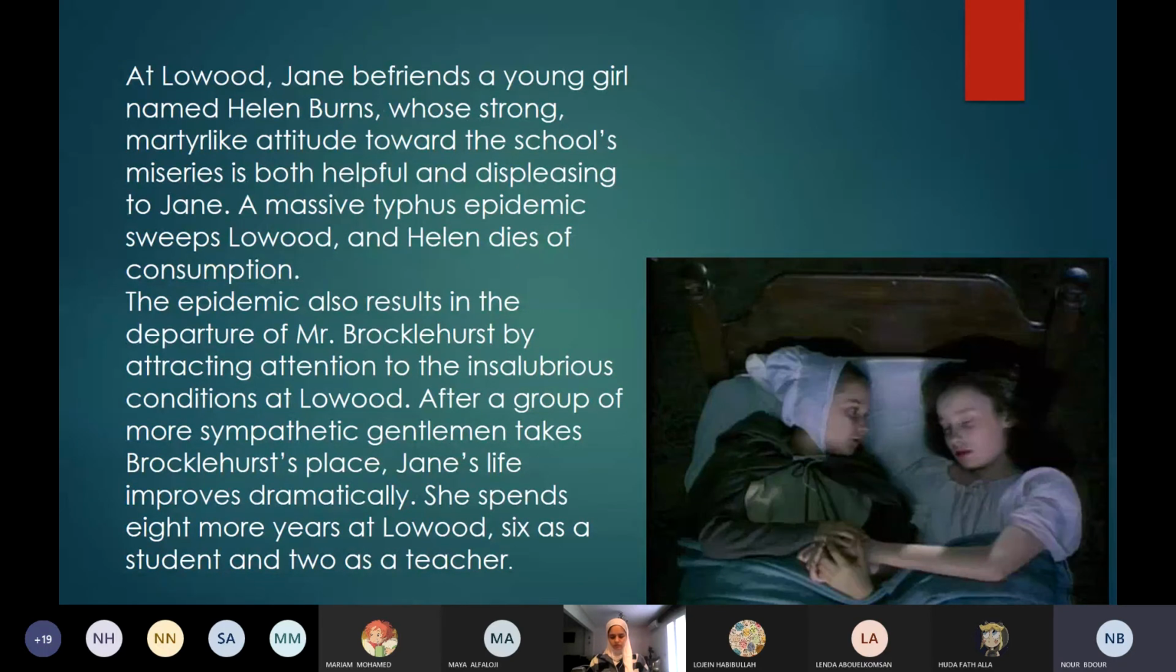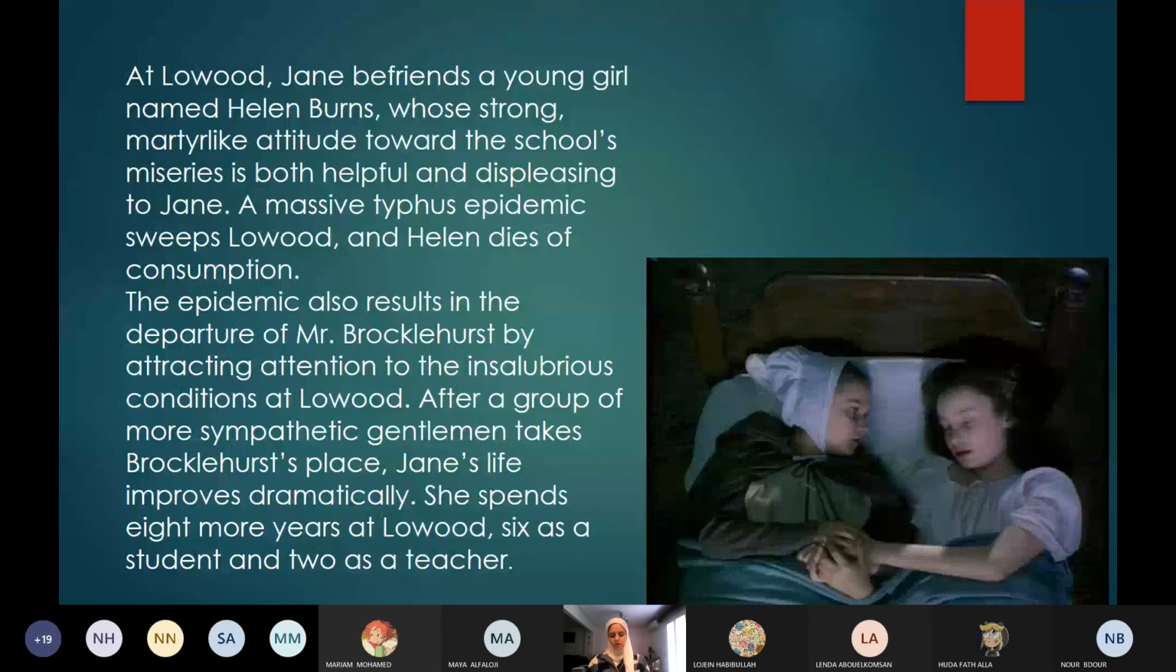At Lowood, Jane befriends a young girl named Helen Burns, whose strong, martyr-like attitude toward the school's miseries is both helpful and displeasing to Jane. A massive typhus epidemic sweeps Lowood, and Helen dies of consumption. The epidemic also results in the departure of Mr. Brocklehurst by attracting attention to the insalubrious condition at Lowood. After a group of more sympathetic gentlemen take Brocklehurst's place, Jane's life improves dramatically. She spends 8 more years at Lowood, 6 as a student and 2 as a teacher. Okay, so this was the summary of Jane Eyre, and this is her friend that helped her.